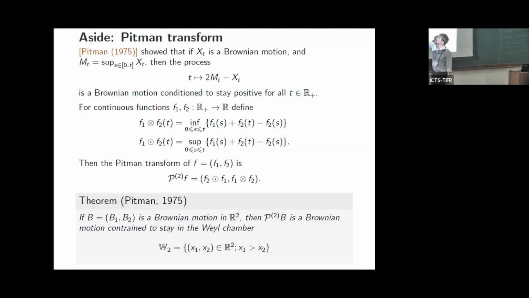But then in my Pitman transform, I have f1, f2, and f2, f1. And there is a way to reformulate Pitman's result as saying that now I take a Brownian motion in R2, which means a collection of two Brownian motions B1, B2. Then its Pitman transform, P2(B), is again a collection of two functions that I can see in R2. And it has the distribution of a Brownian motion conditioned to stay in what I call the Weyl chamber. So it's the set of points x1, x2 in R2 which are ordered, x1 larger than x2.